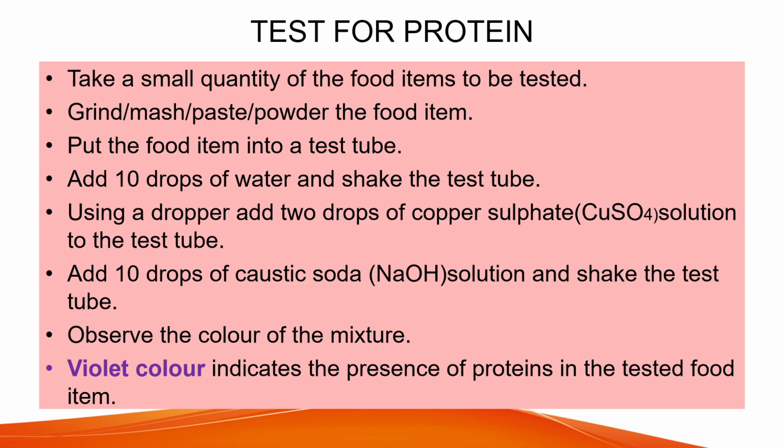So we will take caustic soda solution and we will add 10 drops of it and then we shake the test tube. Then we observe the color of the mixture. If the color changes to violet color, it means that tested food item contains proteins.